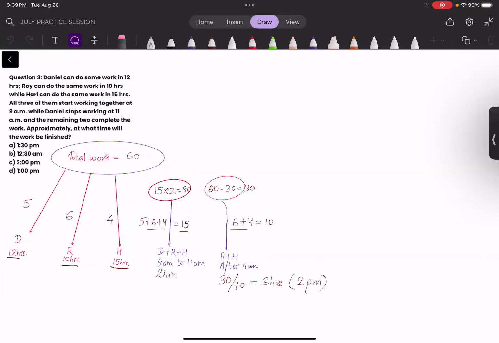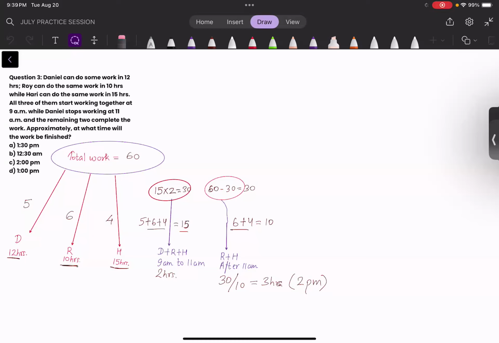Okay, so in any question, understanding the situation is very important. Once you understand the situation, one by one, you have to just write the values and solve. Okay, please remember this. Time into work rate is work. Work divided by work rate will give you time. Work divided by time will give you work rate.